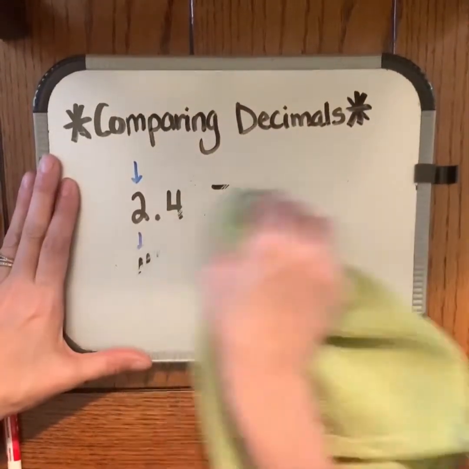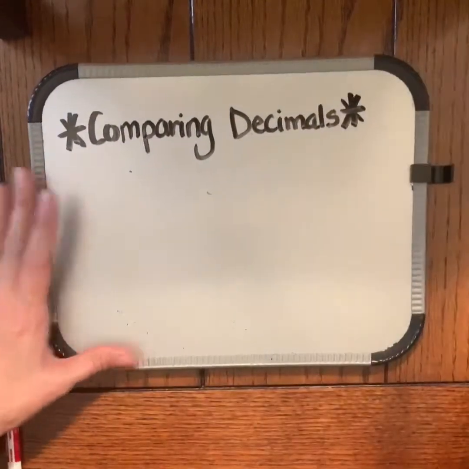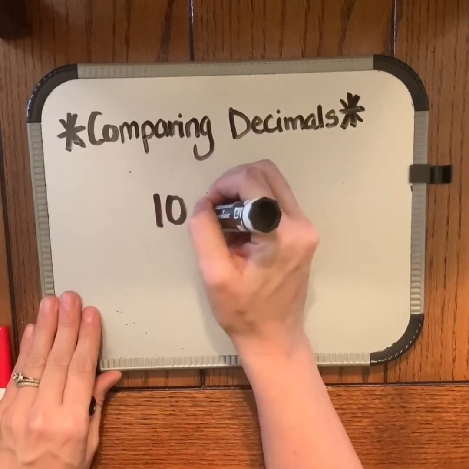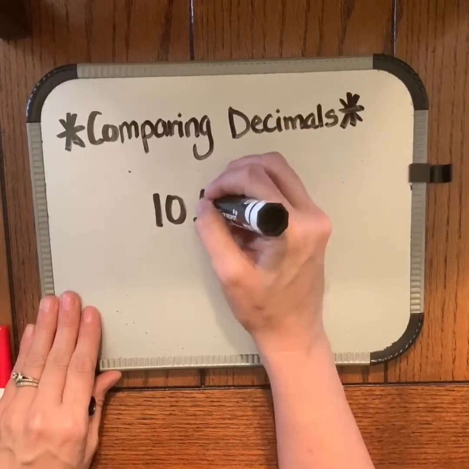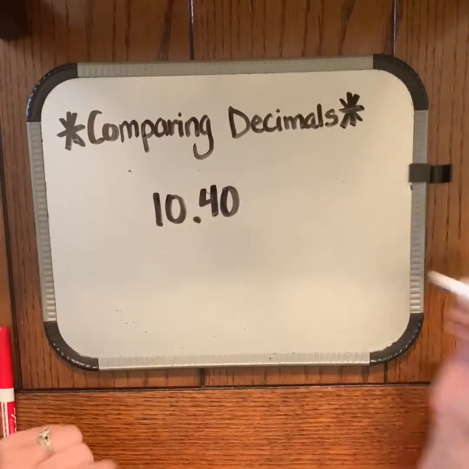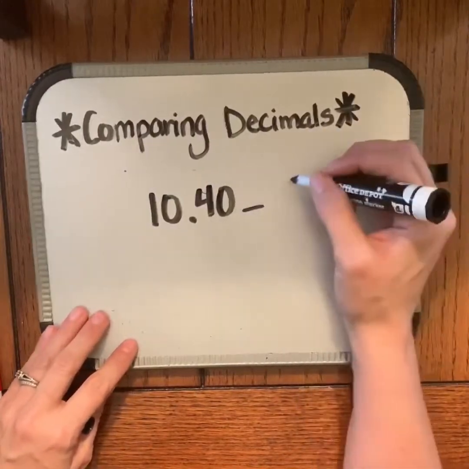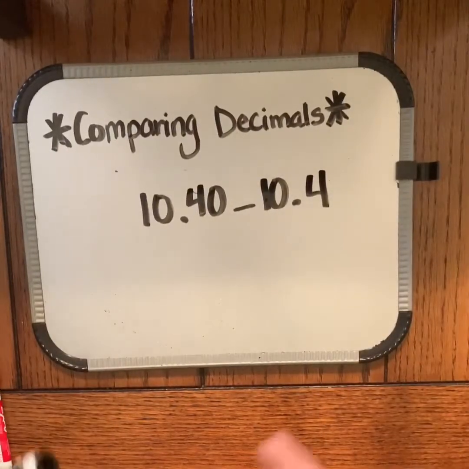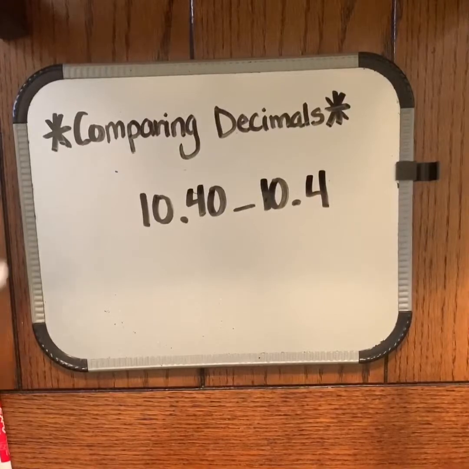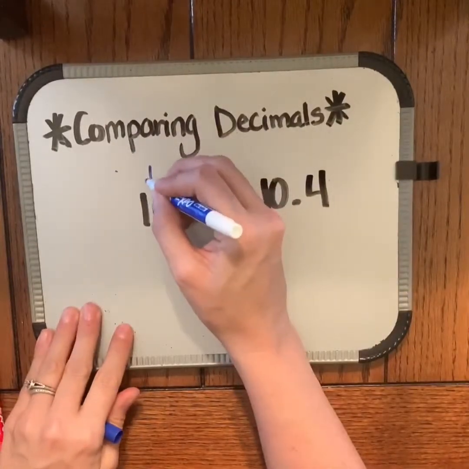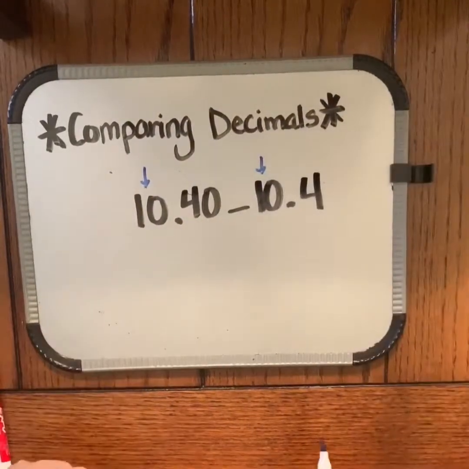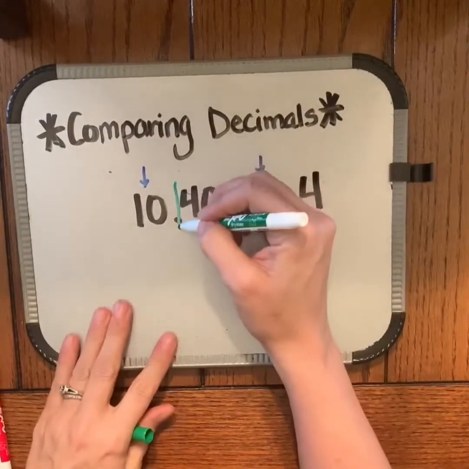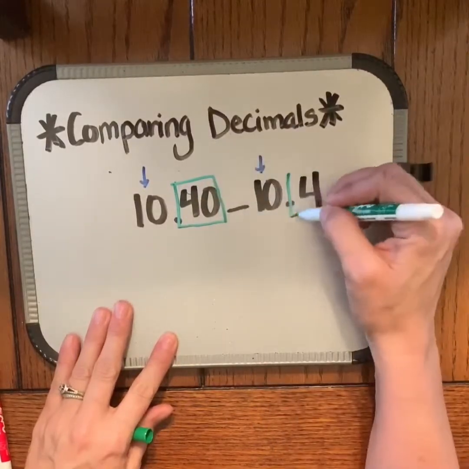All right, let's take one more. Let's do 10 and 40/100, and we're going to compare it to 10 and 4/10. Okay, remember step number 1? Step number 1 is we're going to look at the whole numbers. Okay, they are equal. So we're going to have to go to step number 2. Step number 2 is looking at the decimals.